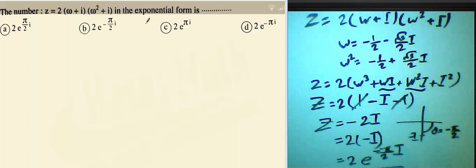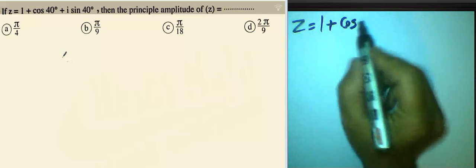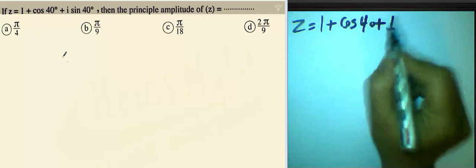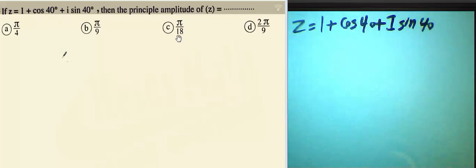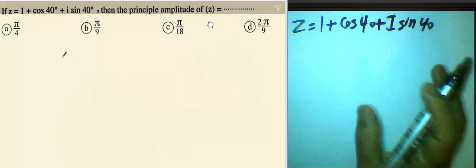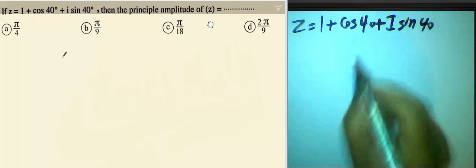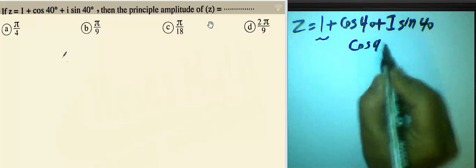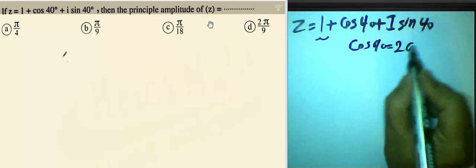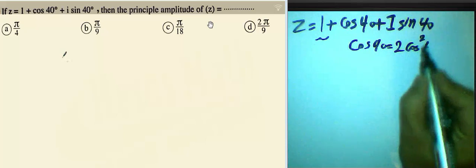Choose letter P. The next question: z equals 1 plus cosine 40 plus i sine 40. Find the principal amplitude of z. You can use a calculator to find the result, or you can find it by hand. Think with me: cosine 40 equals what? It equals 2 cosine power 2 of 20 minus 1. Do you remember this rule from secondary 2?